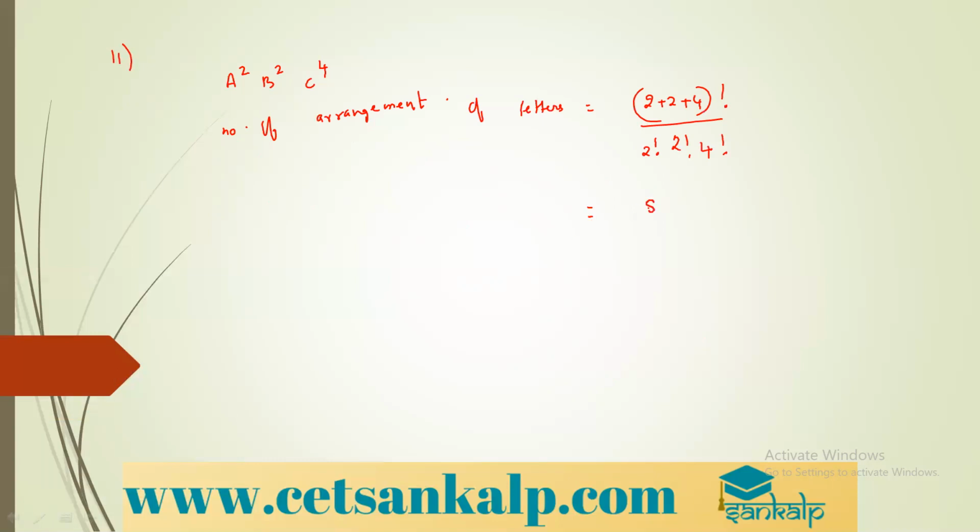So 8 factorial means 8 into 7 into 6 into 5 into 4 factorial, because down 2 into 2 into 4 factorial will cancel. That is why you have to write up to 4 factorial.